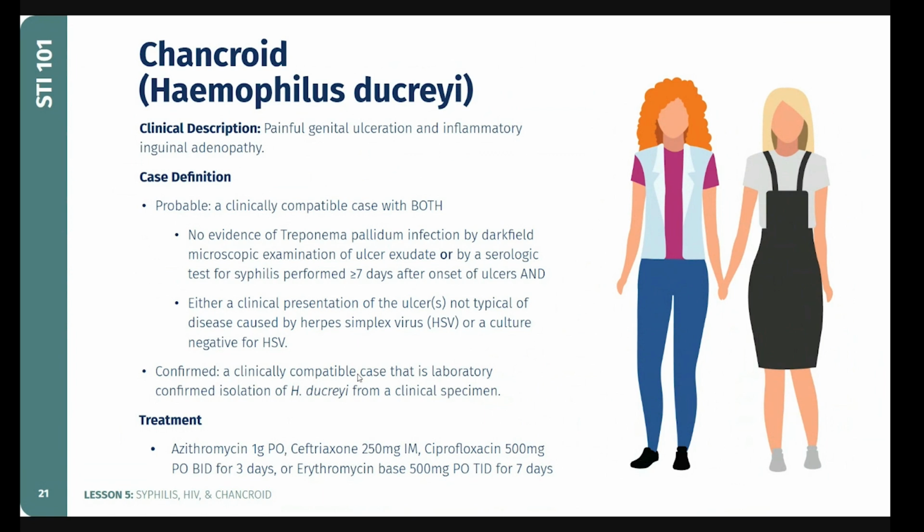Chancroid is curable when treated with one of the following regimens from the CDC STI treatment guideline: azithromycin 1 gram orally, ceftriaxone 250 milligrams intramuscularly, ciprofloxacin 500 milligrams orally twice a day for 3 days, or erythromycin 500 milligrams orally 3 times a day for 7 days.